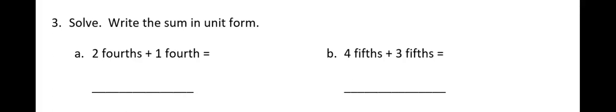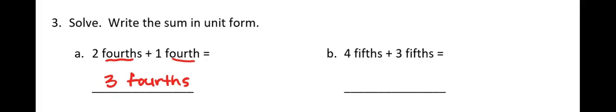We'll follow the same process for adding. Here I have problems written in unit form. I'm going to start with 2/4. To that I'll add 1 piece that's also a fourth. Well, 2 plus 1 is 3. And each piece is still a fourth. 2/4 plus 1/4 equals 3/4.